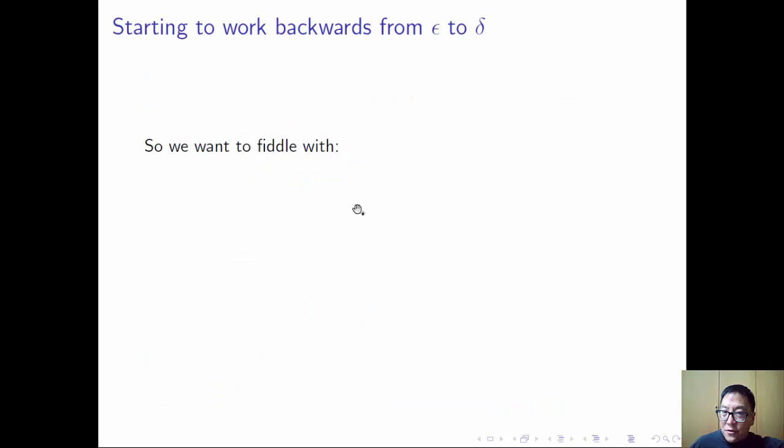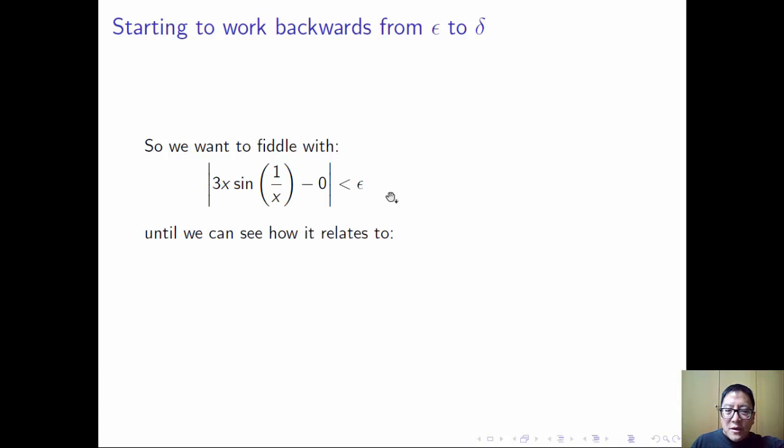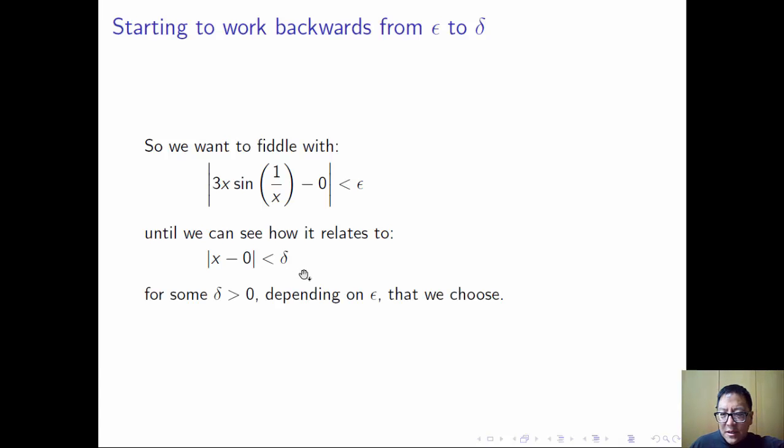Now the core of what we're doing is working backwards, going from epsilon to delta. We want to fiddle with the expression, the absolute value of 3x sine of 1 over x minus 0 is less than epsilon, until we can see how it relates to, or is derived from, the absolute value of x minus 0 is less than delta, for some delta that we're going to get to choose. That's where we get the flexibility: as long as we can wrestle this into looking like that, with only some expression in epsilon on the right hand side, then we win.